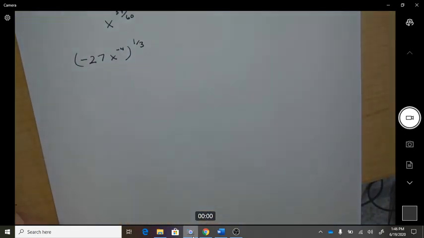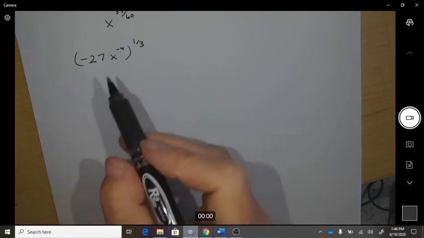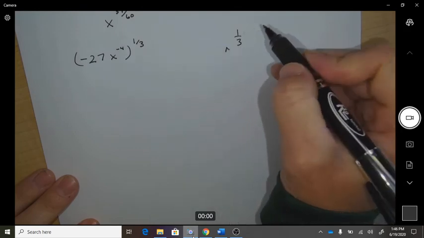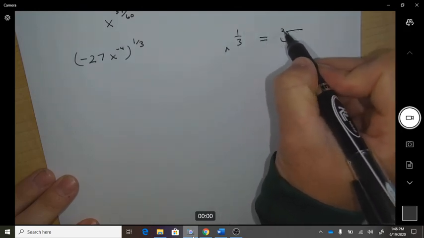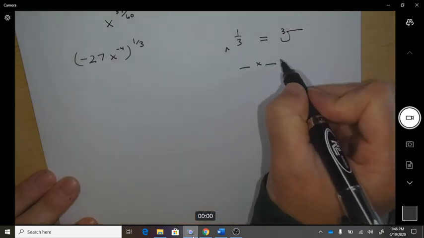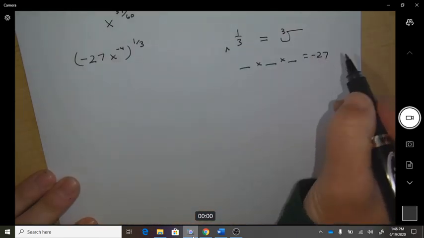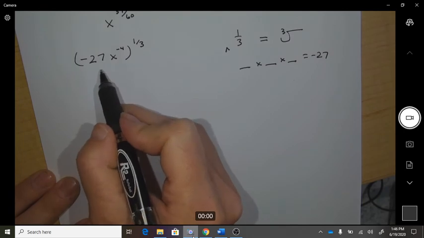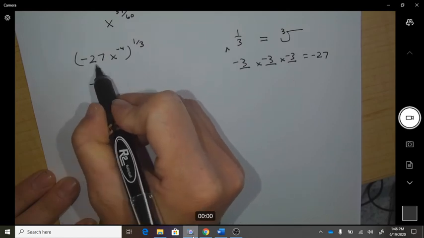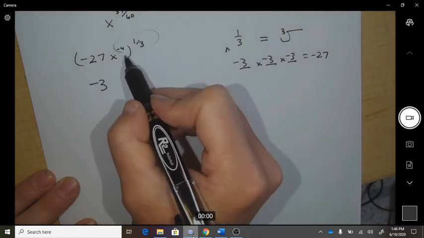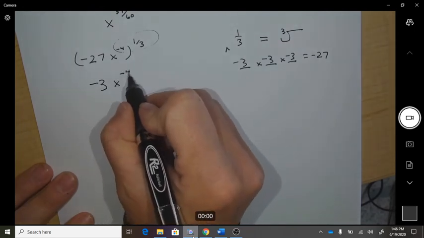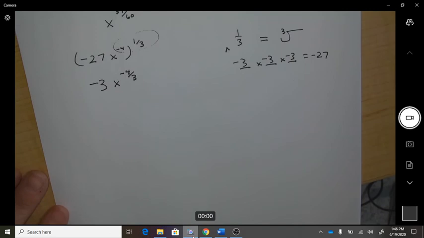Okay, so next. So again, 1/3 as an exponent is the same as doing the cubed root. So think about what times what equals -27. It's got to be the same thing, so -3 times -3 times -3. And in this, I would multiply because it's exponent to exponent. So -4 on the top and 3 on the bottom.